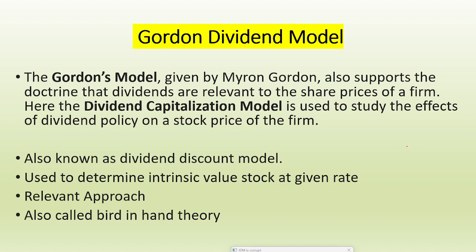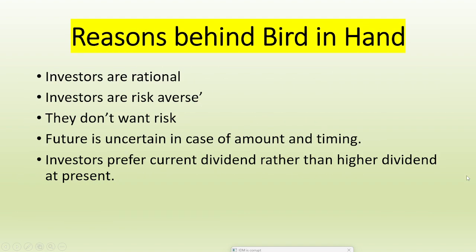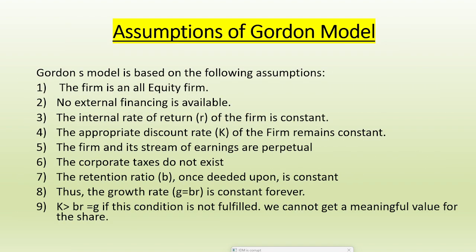Here, what the company wants to determine is the intrinsic value of the stock. This is also a relevant approach and it is called the bird in hand theory. Then we have some assumptions of the Gordon model. This is also important from your exam point of view. The Gordon model has 9 different assumptions. The firm is all equity financing. Here no external financing is available.